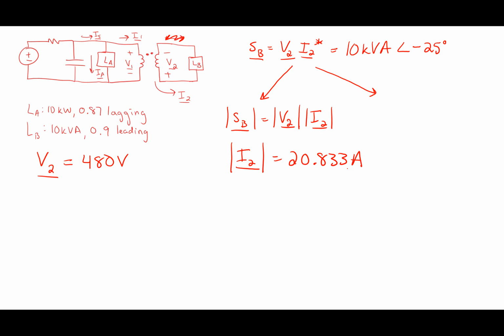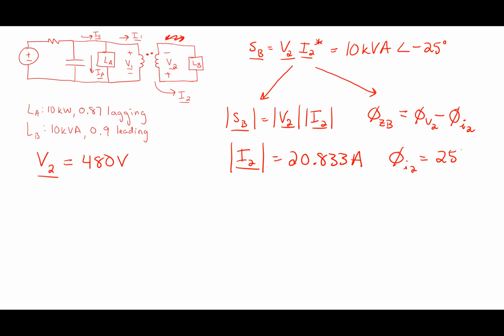What's its angle going to be? What's the angle relationship? The angle of SB is phi ZB, what we've been calling the angle of the impedance for load B. That's equal to the angle of V2 minus the angle of I2. The angle of V2 is 0 in this case. So the angle of I2 works out to be what? 25 degrees, yeah.